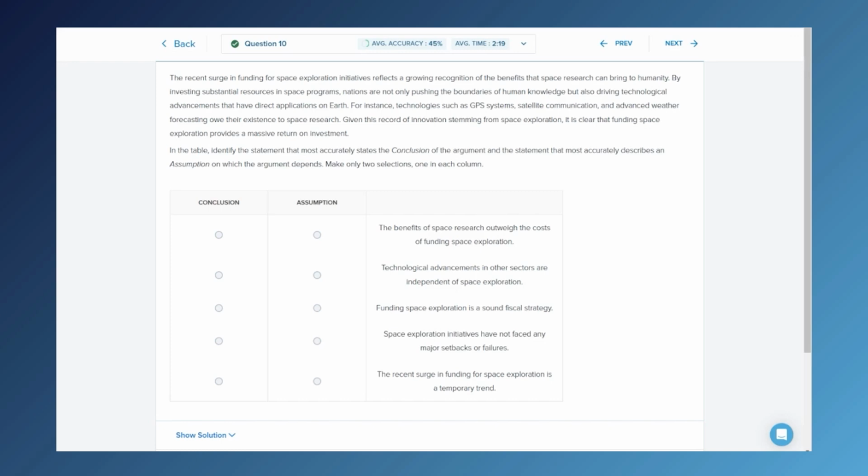Given this record of innovation stemming from space exploration, it's clear that funding space exploration provides a massive return on investment. In the table, identify the statement that most accurately states the conclusion of the argument and the statement that most accurately describes an assumption on which the argument depends. Make only two selections, one in each column.